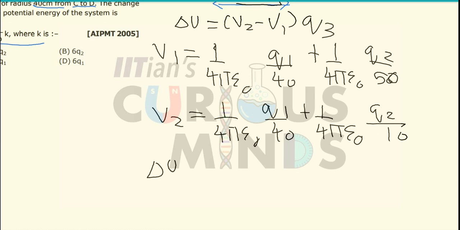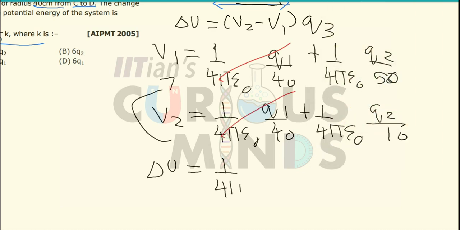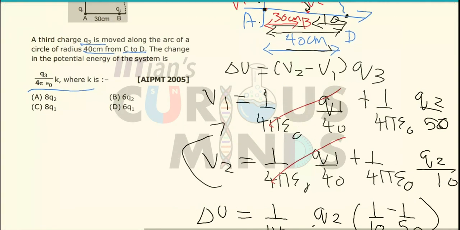So delta U, when I subtract both of them, both the Q1 terms will get cancelled out. It will be equal to 1 by 4 pi epsilon naught Q2 into 1 by 10 minus 1 by 50. So basically it will come out to be 1 by 4 pi epsilon naught Q2 into, the denominator will be equal to 50, and the numerator 5 minus 1, which is equal to 4. So 4 by 50. Let us see the given equation.